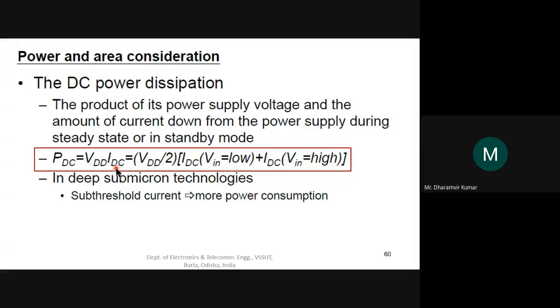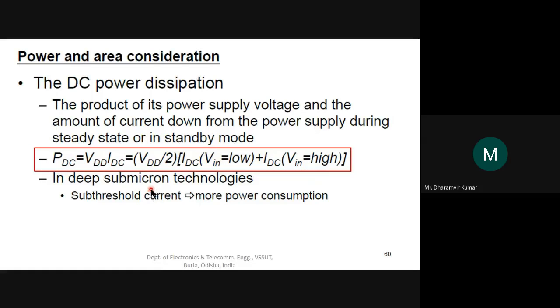Being more specific, because we know that the noise margins for low and high could be different, in those cases it will be obtained by taking the average of the two. It will be VDD by 2 into IDC when Vin is low plus IDC when Vin is high.